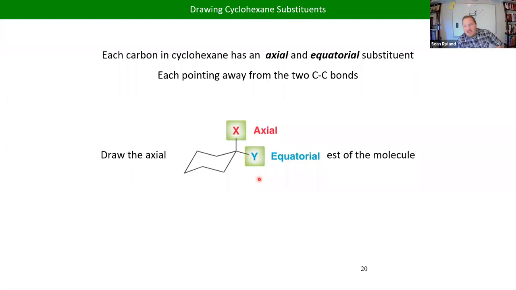So why this winds up mattering is because these axial positions wind up being in the way, they wind up interacting with each other. If you think about all these different axial positions, the axial position on this carbon here is going to be pointed the same way as the axial position from the headrest, right? And so if we have a big substituent attached here in this X position, it's going to interact with these other substituents that are, even if they're just hydrogens, also in the axial position.